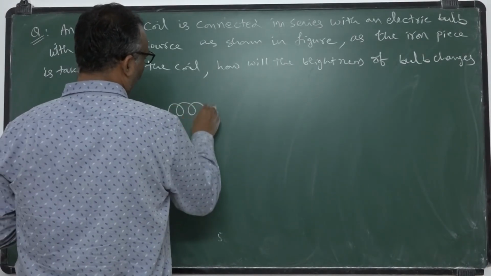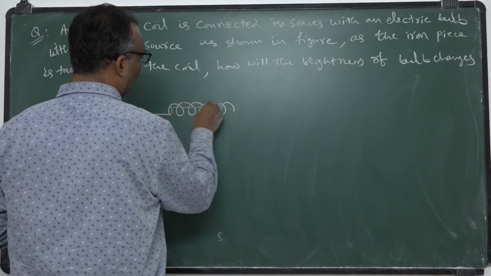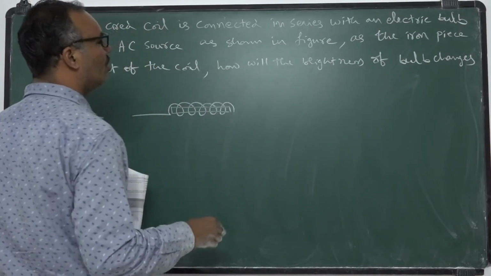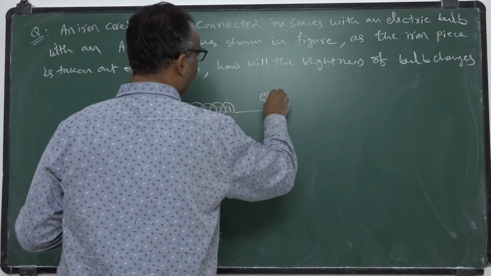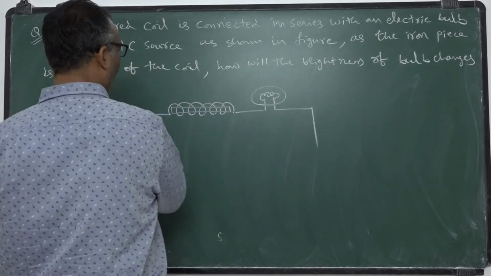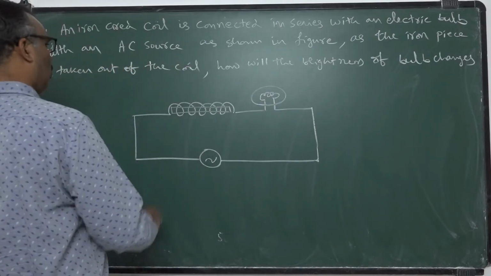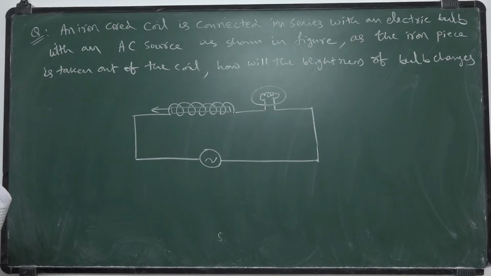So this is a coil. Actually air core is there. Inside that air core we kept this iron bar, and hence it is called iron cored coil, which is connected to a bulb like this, which are connected to AC source. Now on removal of this iron core or iron rod from the core of the coil, what will be the effect on brightness?